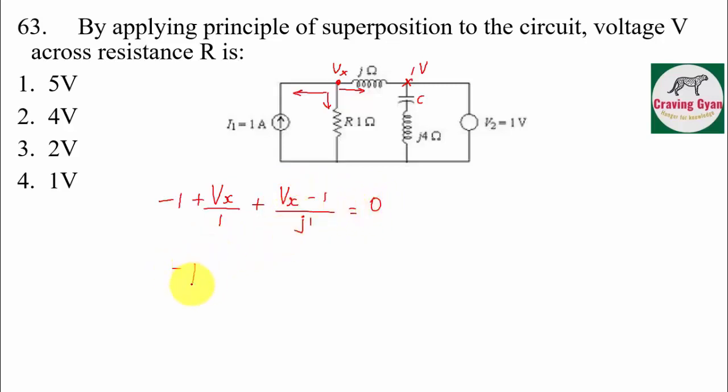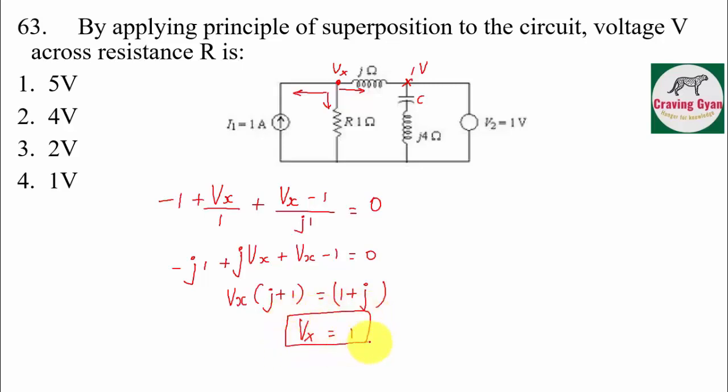Take the LCM, and you will be getting minus J1 plus J times Vx plus Vx minus 1, which is equal to 0. Now if I take Vx as common, I will be getting J plus 1 times Vx equals 1 plus J. So this 1 plus J and 1 plus J will get cancelled. So I am getting Vx equals 1 volt. Nothing but option 4 is correct.